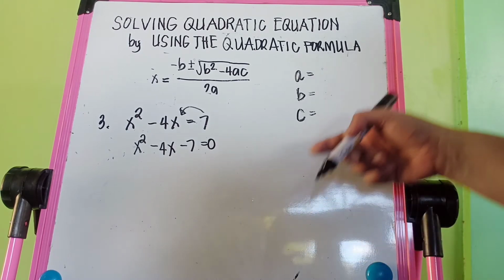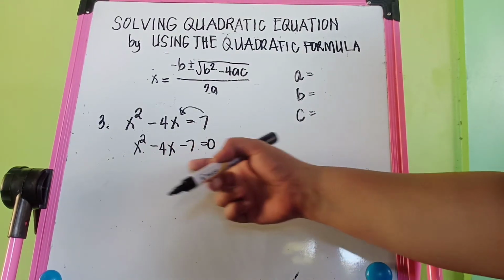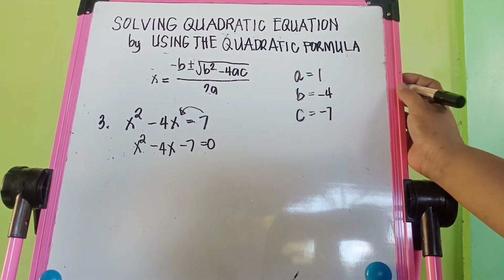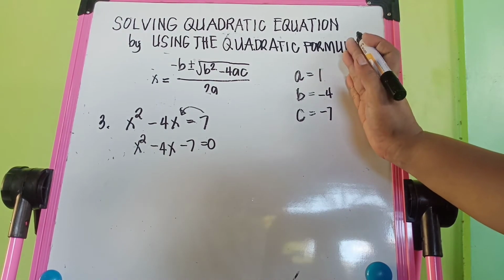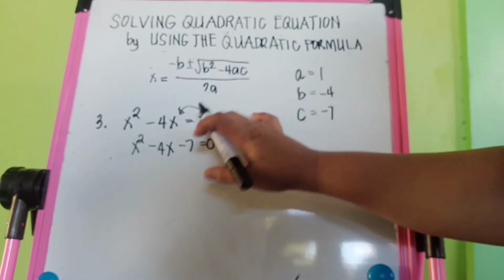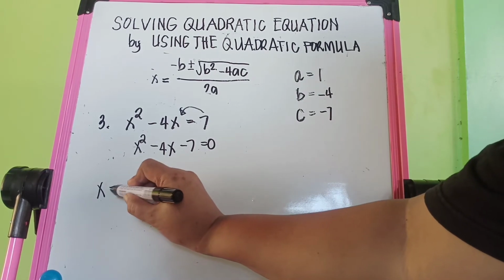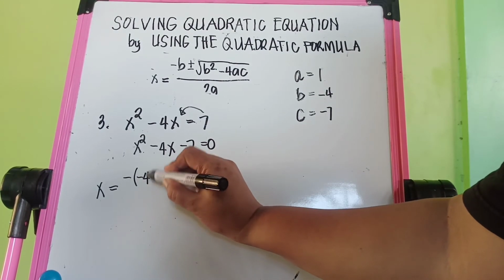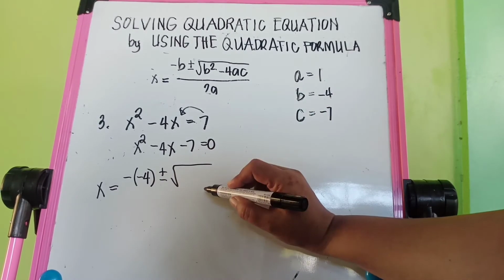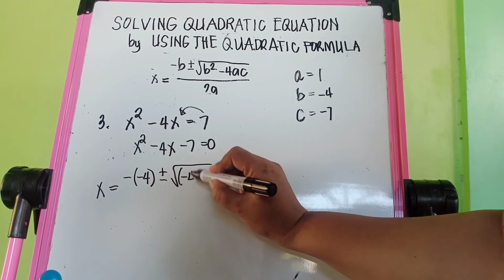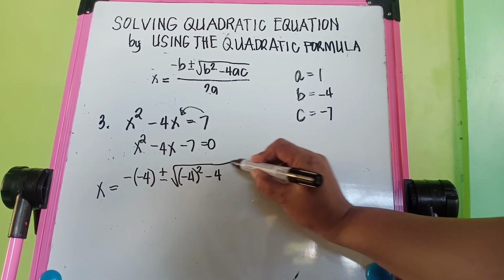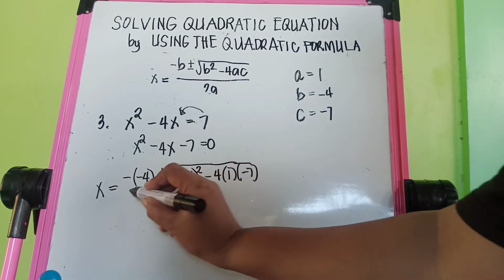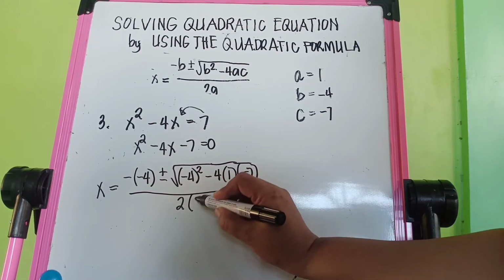So after nyan is identify a, b, and c. So in this equation, a is 1, b is -4, and then c is -7. Okay, so let's use these values in solving this equation using the formula. So x is equal to -b. So again, yung b natin is negative. So ayan. Then plus or minus square root of b squared. So square of -4 minus 4 times a, which is 1, and then c, which is -7 all over 2 multiplied by 1.